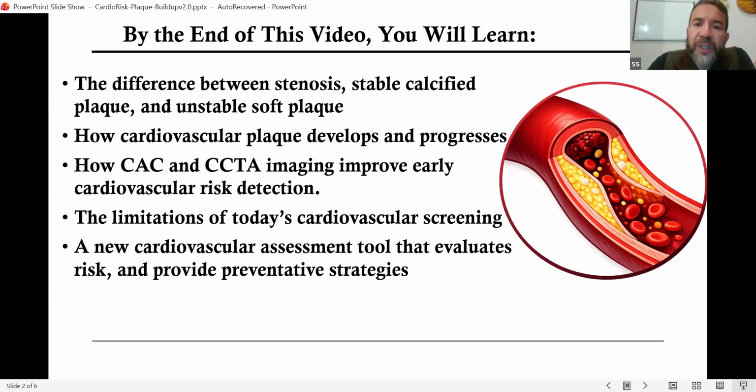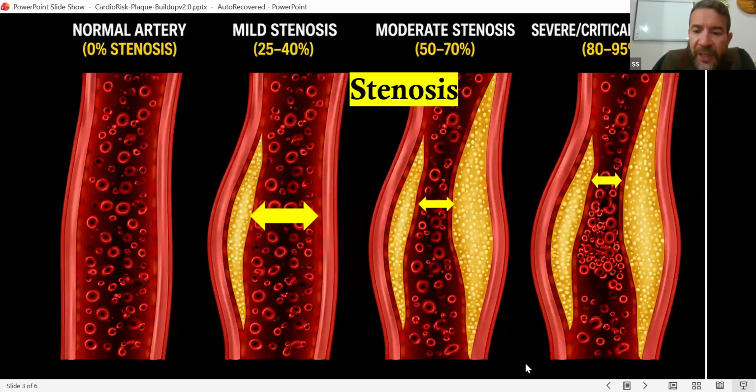So by the end of this video, you will learn the difference between stenosis, which is the narrowing of the arteries, stable calcified plaque, and unstable soft plaque. How cardiovascular plaque develops and progresses. How CAC and CCTA imaging improve early cardiovascular risk detection. The limitations of today's cardiovascular screening. And last, I'm going to introduce a new cardiovascular assessment web tool that not only evaluates risk, but also provides preventive strategies. So we're starting with the first case, stenosis.